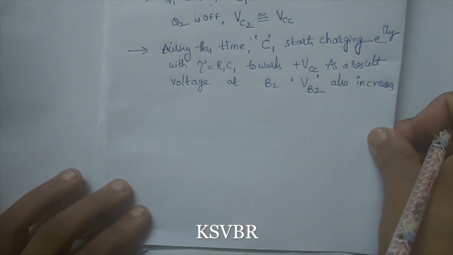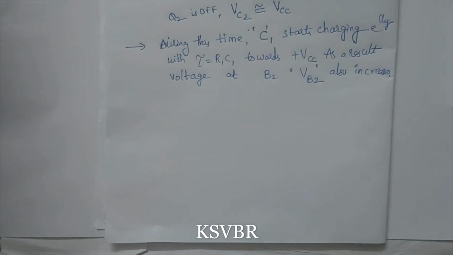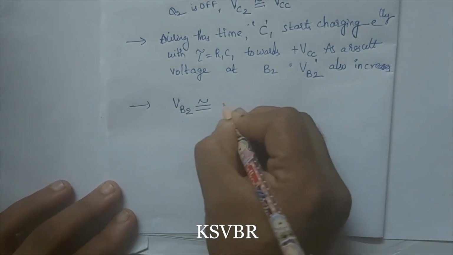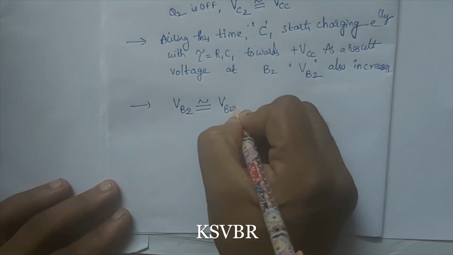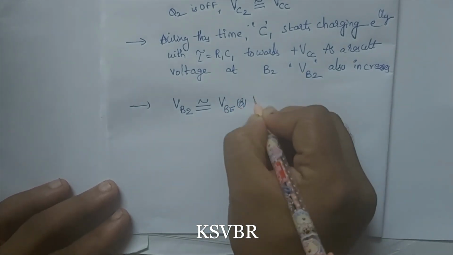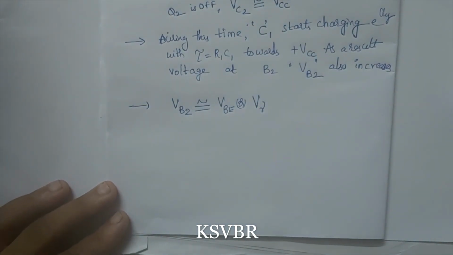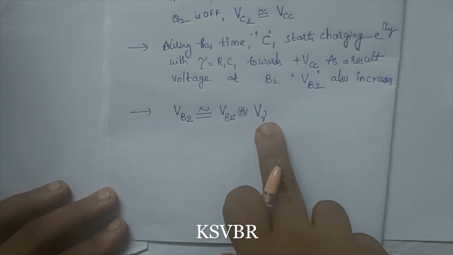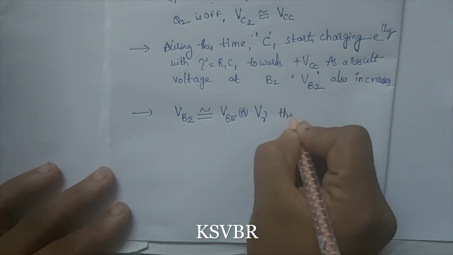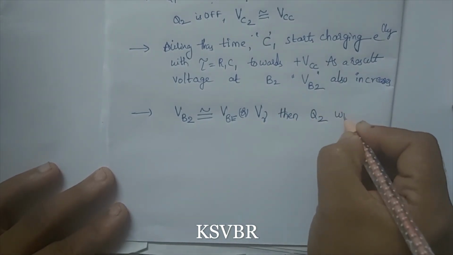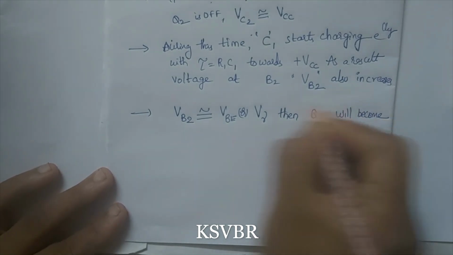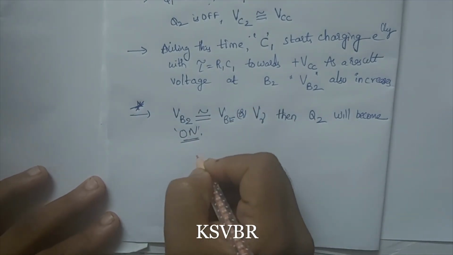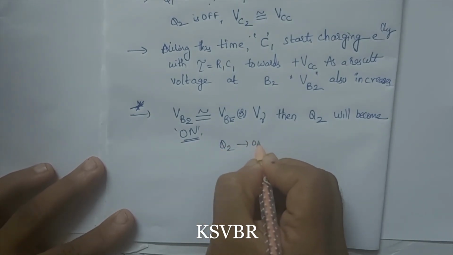Whenever VB2 is approximately equal to VBE or V gamma, whenever the base voltage at base 2 is equal to V gamma, which is the cut-in voltage of the diode, then the Q2 transistor will become on. So now Q2 is in on condition.